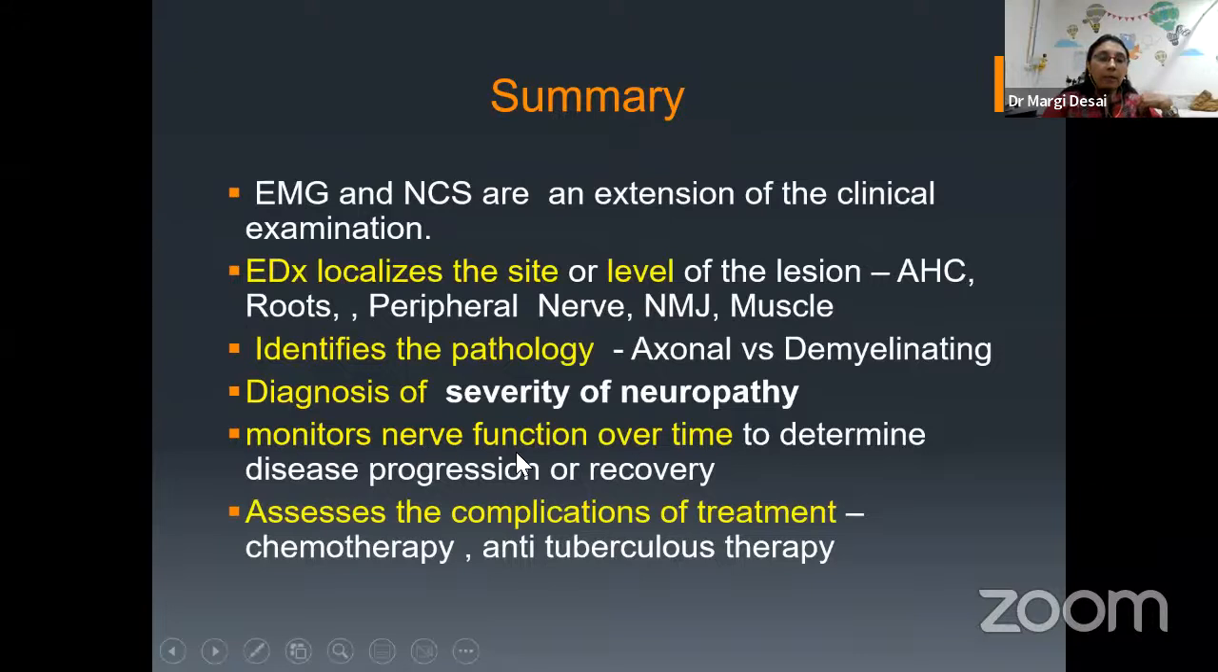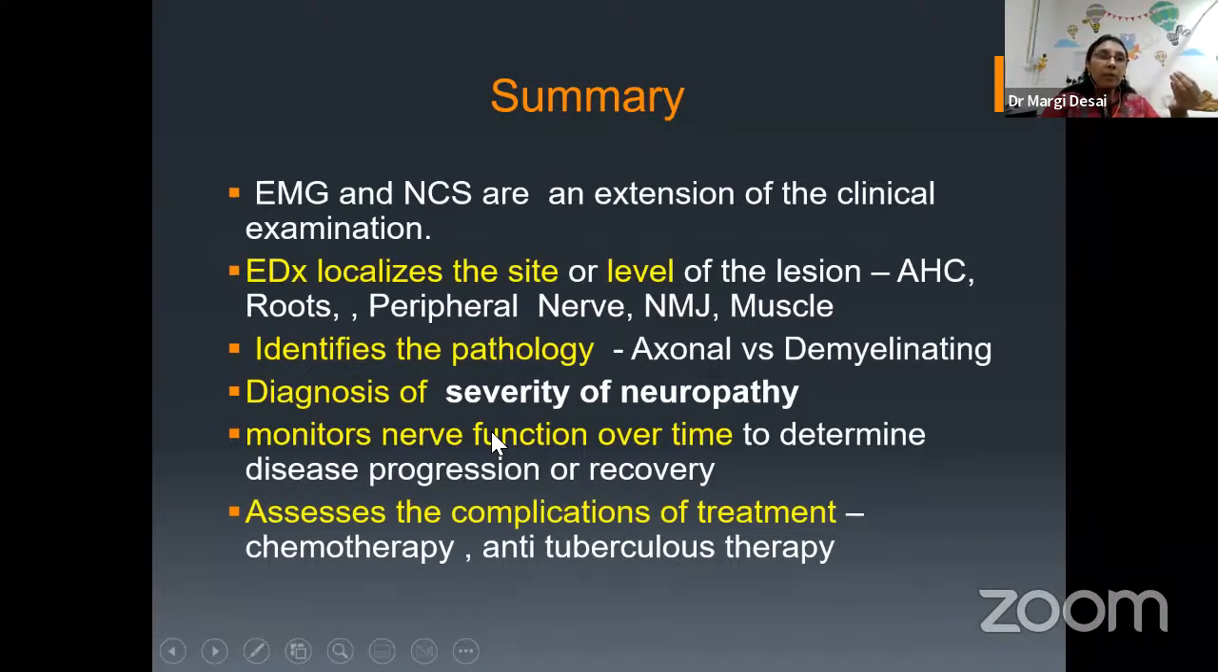EMG monitors nerve function over time. So nerve conduction will tell you whether the sensory responses and the motor responses have improved after therapy or have deteriorated as the neuropathy worsens. And EMG will tell you whether there is reinnervation in the muscle. If there is reinnervation in the muscle, it means that there is collateral sprouting of the nerve terminal and this patient is going to improve.